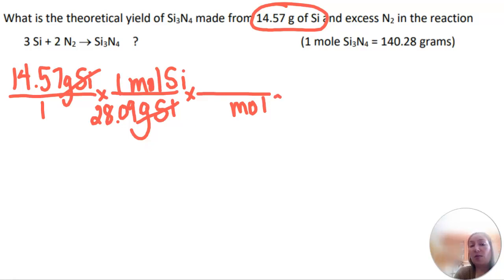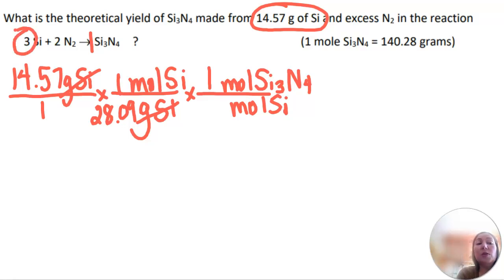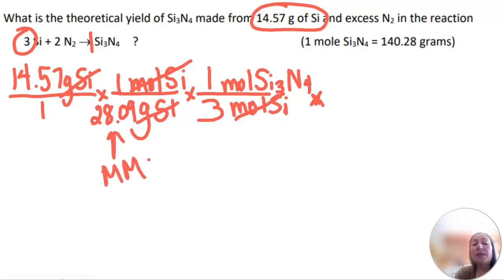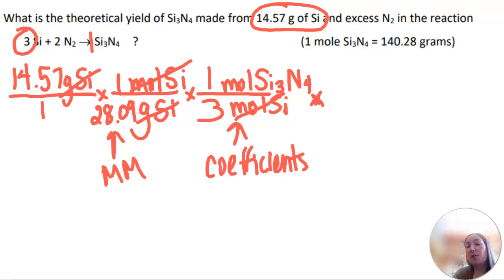Next is coefficients. We'll look at the ratio in the balanced equation of silicon to the product. So let's write the product formula. For every 1 mole of product that's produced, 3 moles of silicon have to go in. So we'll cross out moles of Si. We've done molar mass, next up is coefficients, and lastly, we need to do our last molar mass step. Molar mass, coefficients, molar mass is kind of our progress here.